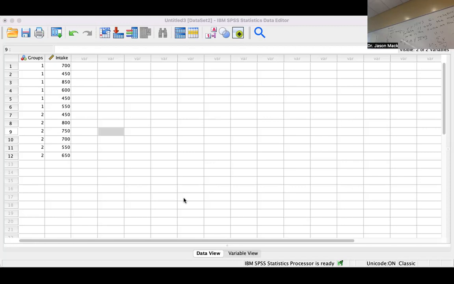Yeah, it should look like this. It should be analyze, compare means, independent sample t-test. Put intake under test variables, put grouping variables here. And then you should have an option to define groups. Group 1 should be 1 and group 2 should be 2, then click OK, and then it should spit out your standard error of your difference, your mean difference, your two-tailed, your degrees of freedom, and your t, which looks like this. And then just save the file.